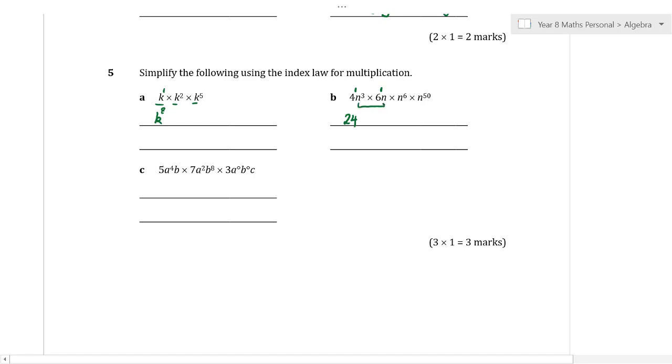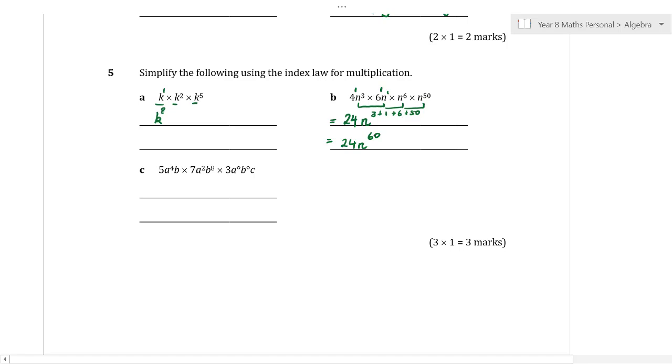And over here, we've got all of these n's. They're all the same base. Let's write it out. We've got 3 and 1 over here. That's a little 1 there. So that's 3 plus 1 plus 6 plus 50. And of course, we're going to write that into the next line, and that's going to be 56, 7, n to the power of, when you add those up, 60.